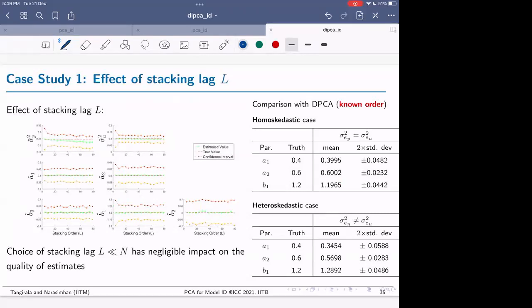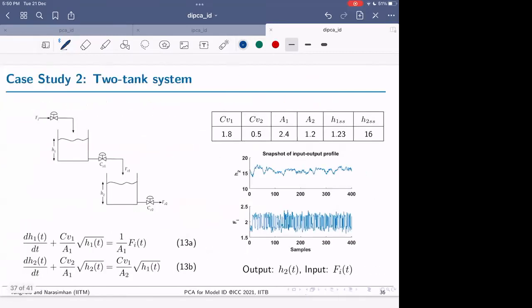So just to compare again with the DPCA for the homoscedastic and the heteroscedastic case, I've already shown you that for the homoscedastic case, if you know the order, it will work. But for the heteroscedastic case, unfortunately, even if you know the order, as you can see from the estimates and their standard errors, there are biases in the estimates. Again, this is just reiterating a point that I made earlier.